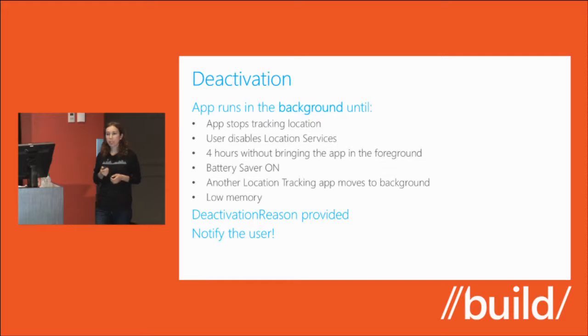The app running in the background will continue to run until it either gets moved to the foreground because the user returned to the app, or until the app is being closed because the user tapped on the close button on the settings page, or until the OS deactivates the application for one of these reasons. If the app itself stops tracking location, then one of the two conditions needed to run in the background is not met anymore.